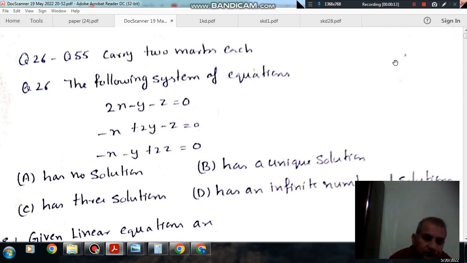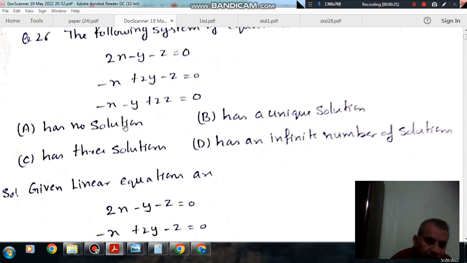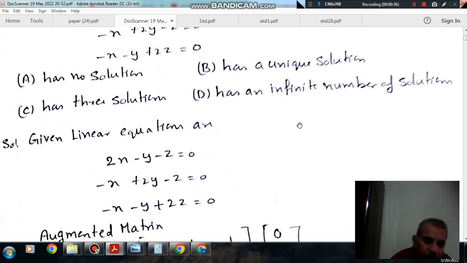Question number 26 is: the following system of equations, 2x minus y minus z is equal to 0, minus x plus 2y minus z is equal to 0, minus x minus y plus 2z is equal to 0. Option A, has no solution. Option B, has a unique solution. Option C, has three solutions. Option D, has an infinite number of solutions.